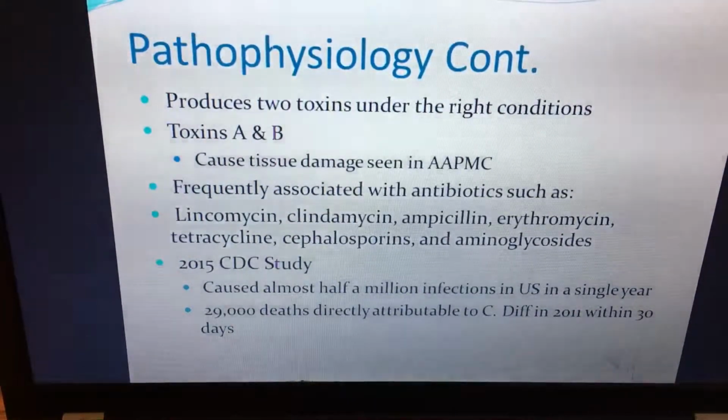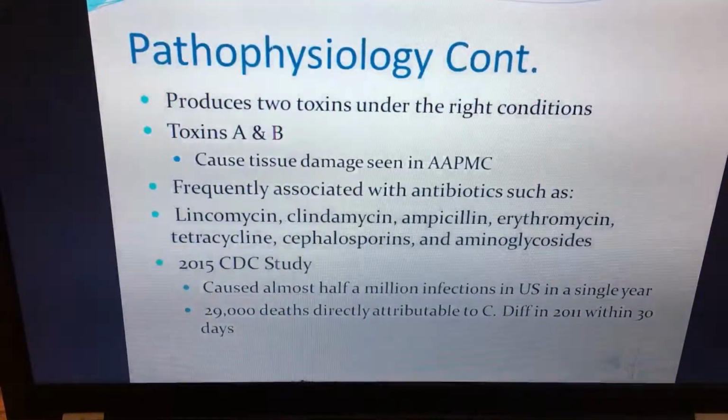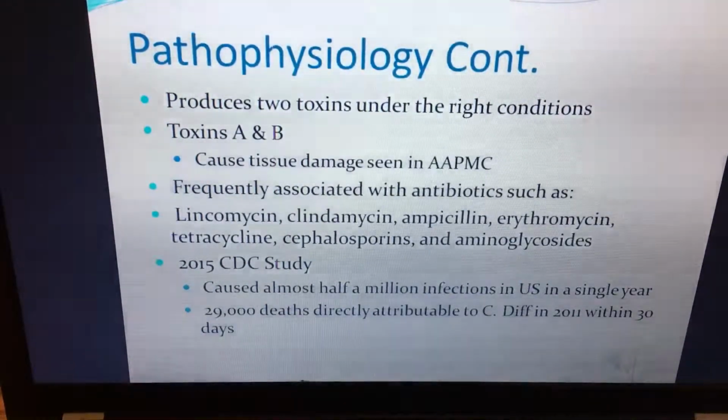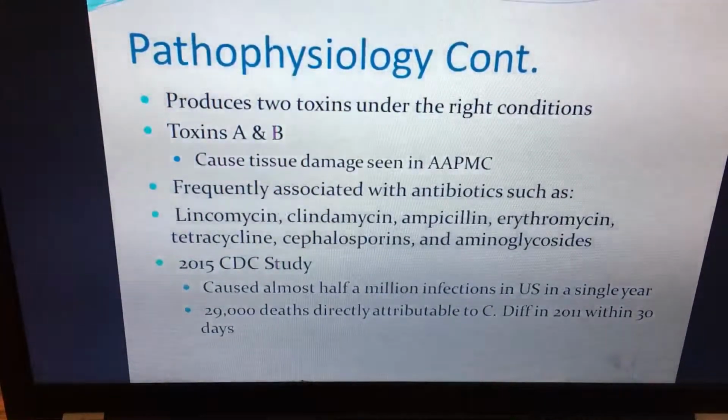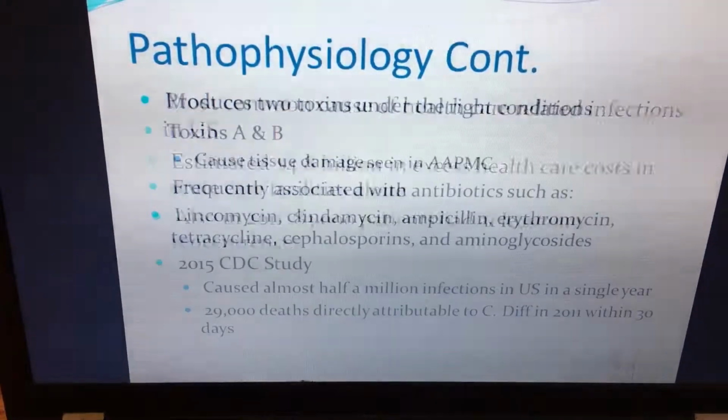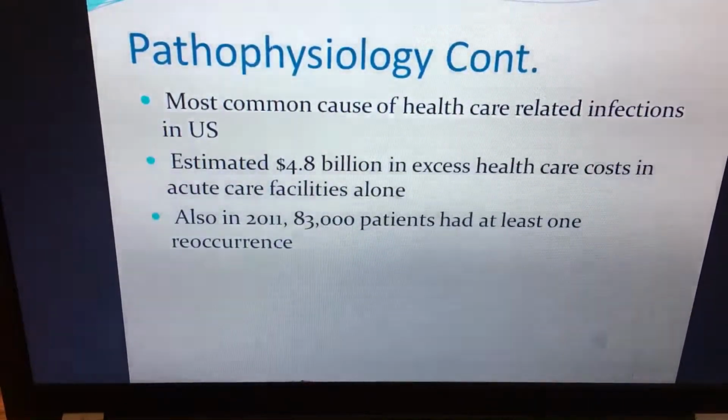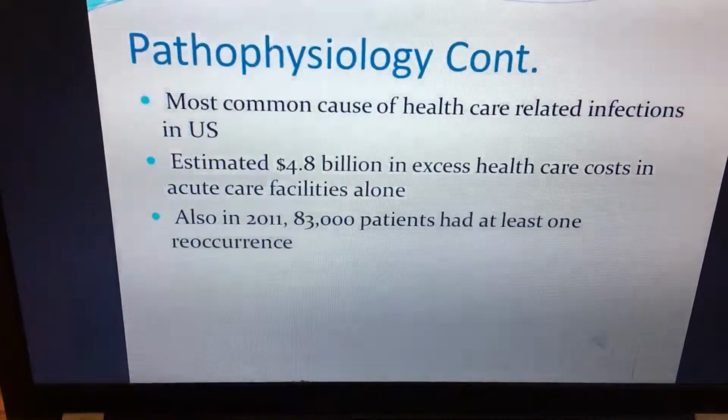A 2015 CDC study found that almost 500,000 infections in the U.S. in a single year were caused by C. diff, and 29,000 deaths directly attributable to C. diff in 2011 within 30 days. It's the most common cause of healthcare-related infections in the U.S. An estimated $4.8 billion in excess healthcare costs in acute care facilities alone. Also in 2011, 83,000 patients had at least one recurrence.